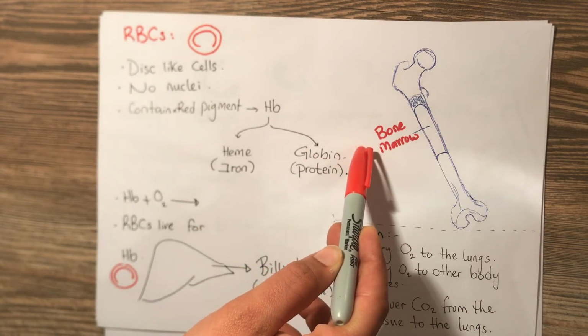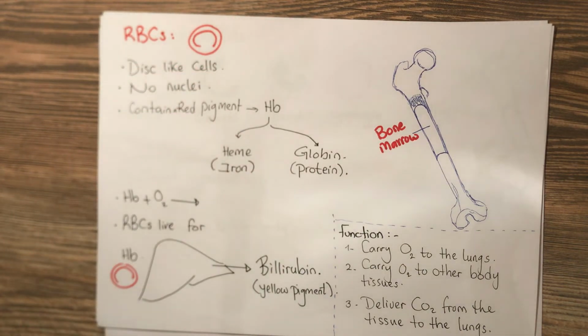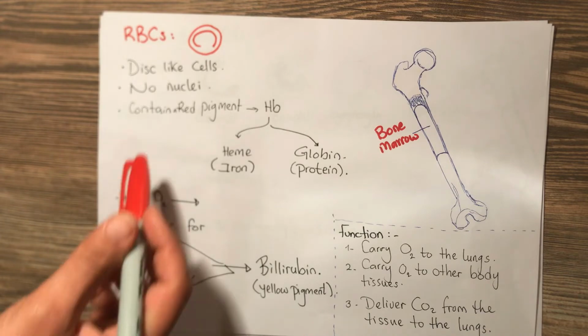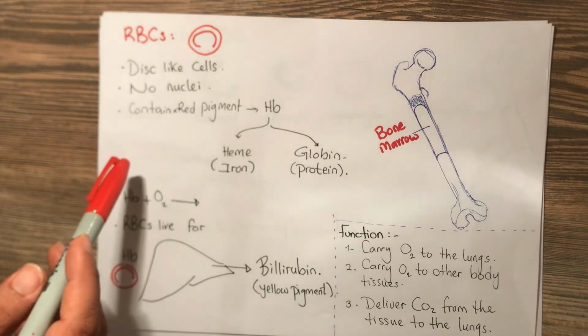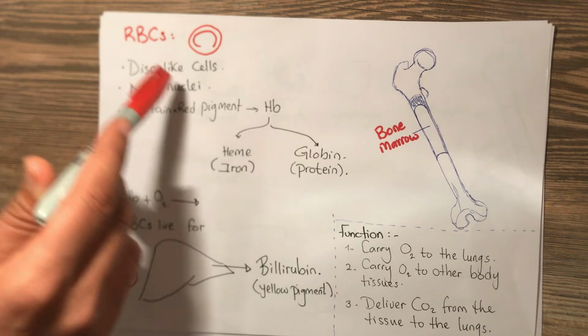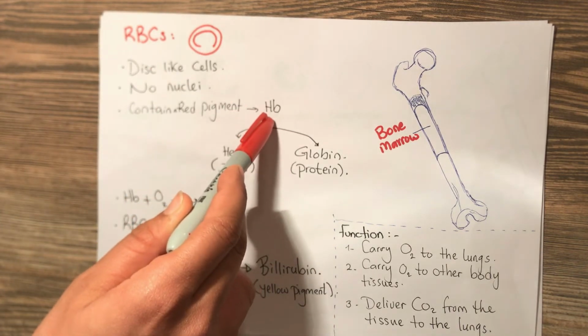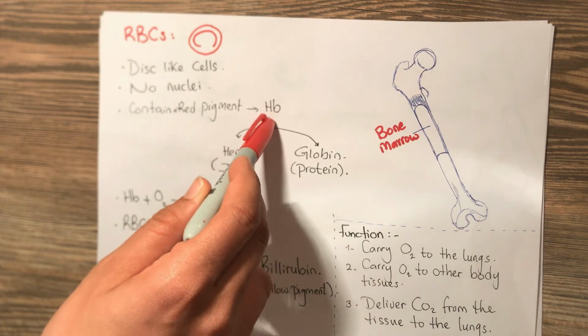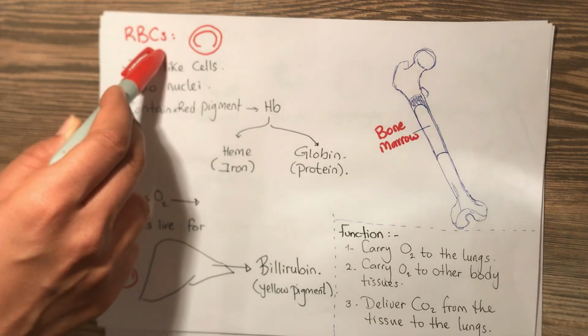How do they look? They look like this. They're disc-like cells. Keep in mind that RBCs have no nuclei. It's a cell, but it has no nucleus. This is a special thing about RBCs. It is red in color because it has something called hemoglobin. Hemoglobin is the part responsible for the red color of RBCs, and the RBCs are responsible for the red color of the blood.